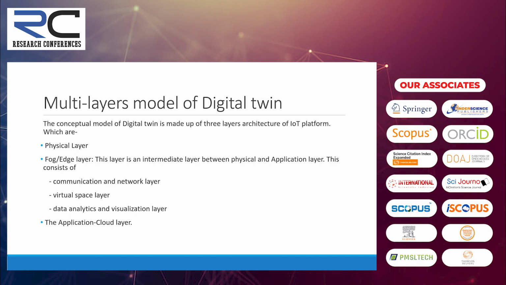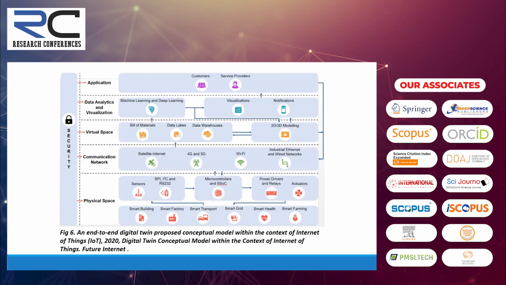Next is application cloud layer. The large amount of data sent to the virtual space digital twin is essential in the manufacturing process. This data can be turned into actionable insights with the help of manufacturing business intelligence tools and techniques that record all the activity for each machinery component and sensor. I've shown here a diagram of the 5 layers.